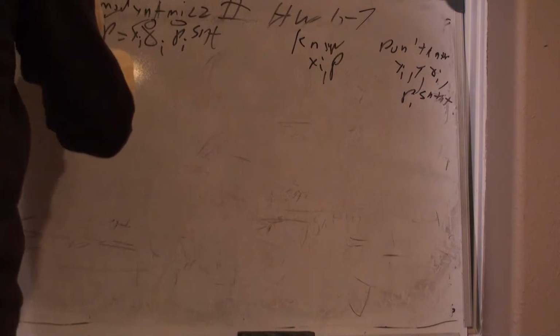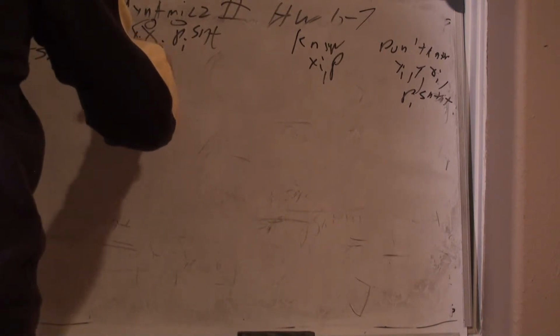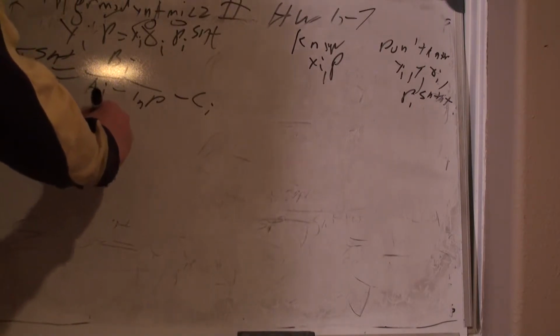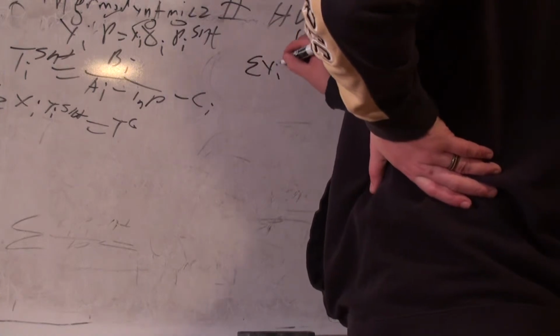How do I guess the temperature? Well, I have the pressure, and so I can use reverse Antoine's, which says T_i sat is equal to B_i over A_i minus natural log of P, minus C_i. Okay, so I can use the summation of x_i T_i sat to get a guess for temperature. Oh yeah, because the other equation I need to have here is summation of y equals 1.